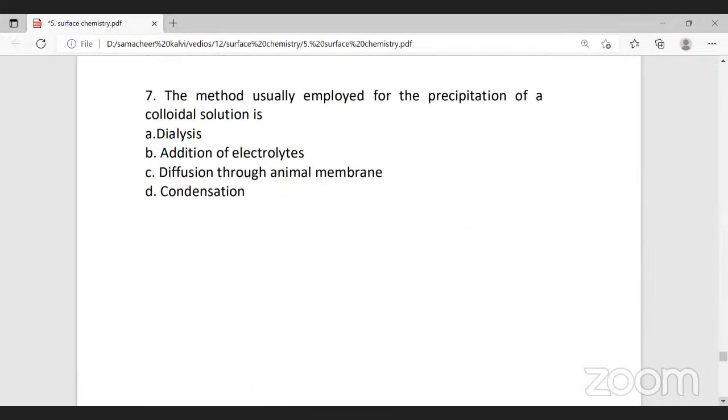The seventh question. The method usually employed for precipitation of colloidal solution is dialysis, addition of electrolytes. It's addition of electrolytes. On addition of electrolytes, the colloidal particles will be neutralized and precipitation of colloidal solution will occur. Therefore, addition of electrolytes is important. So on addition of electrolytes to any colloid, the charge on the colloid particles will be neutralized and coagulation or precipitation will take place.